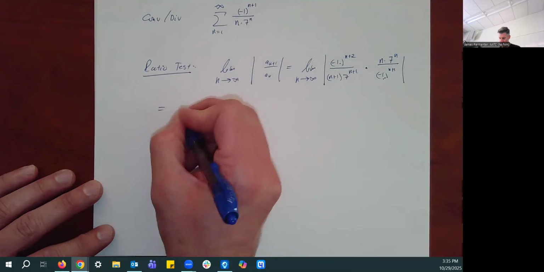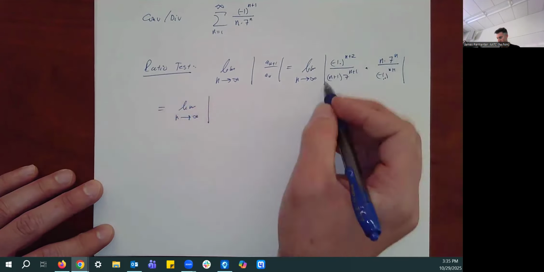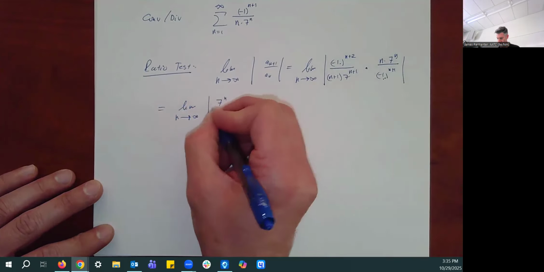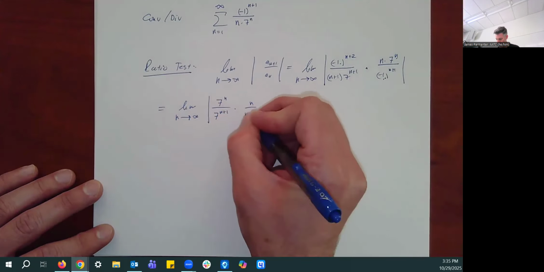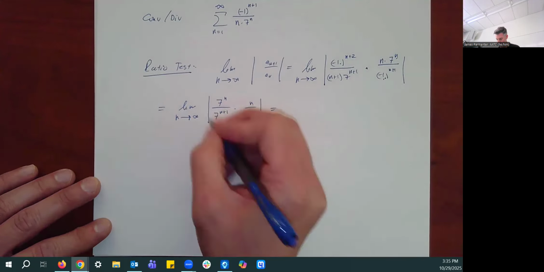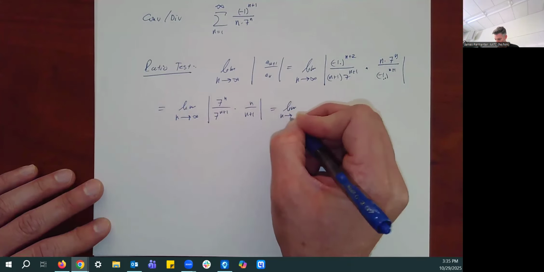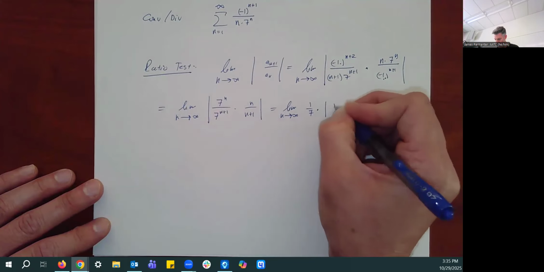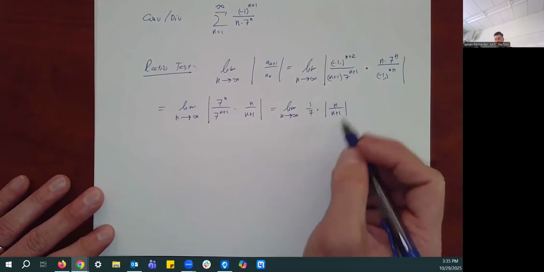So we're going to rewrite this as the limit as n goes to infinity, grouping the like parts together: 7 to the n over 7 to the n plus 1, and n over n plus 1. This part reduces to 1/7. So we have the limit as n goes to infinity of 1/7 times the absolute value of n over n plus 1. And what's the limit of n over n plus 1 as n goes to infinity?